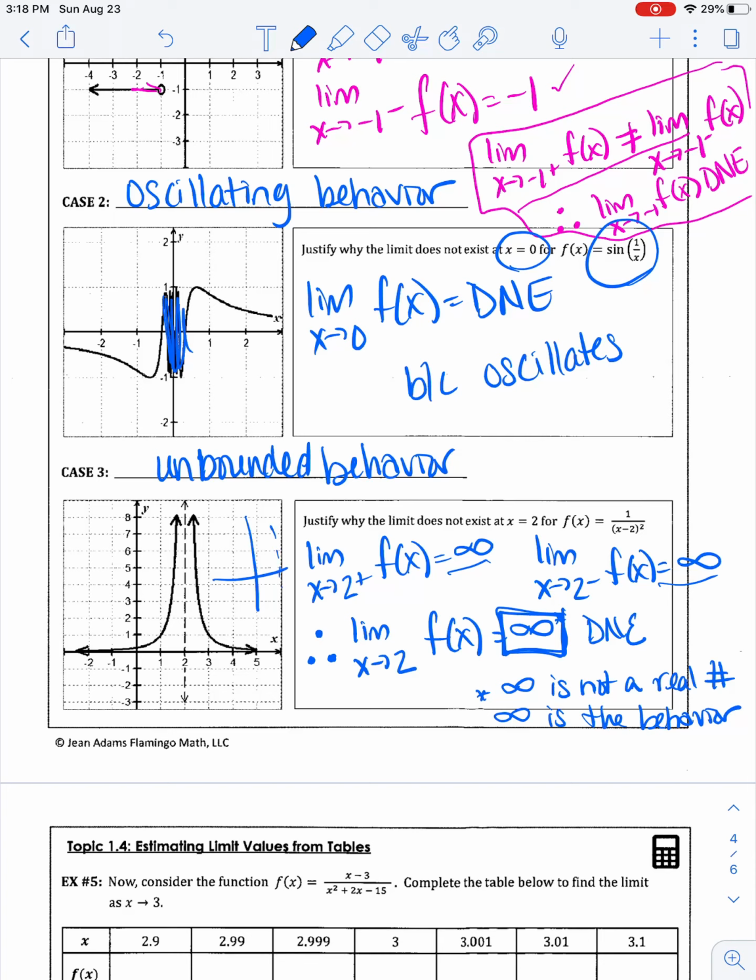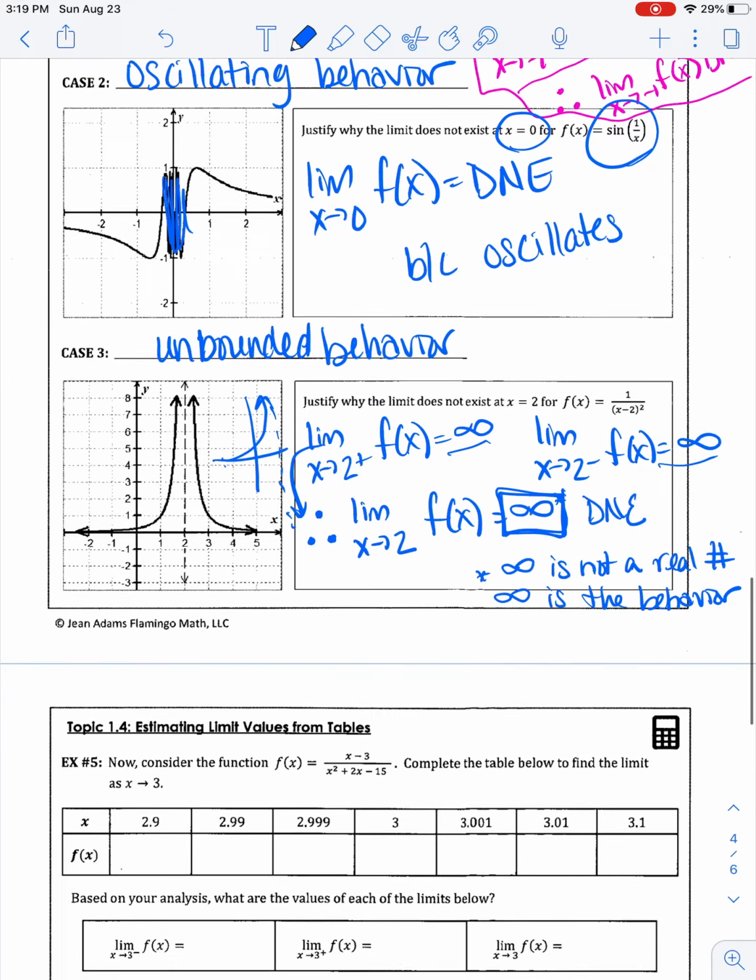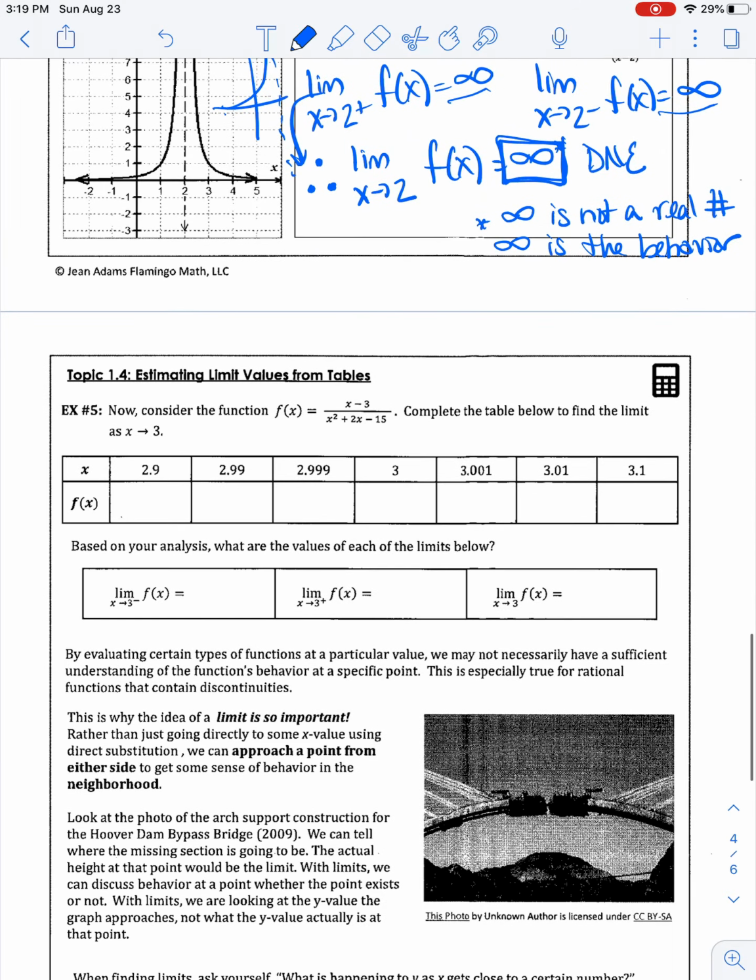Now, if you had an asymptote and one was headed to positive infinity and the other was headed to negative infinity, then the limits would not be equal because one's headed positive and one's headed negative. So that limit would definitely not exist. So the infinities have to be in the same direction for you to get a conclusion.